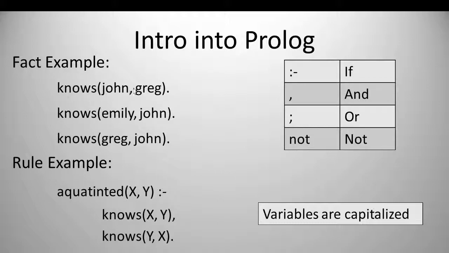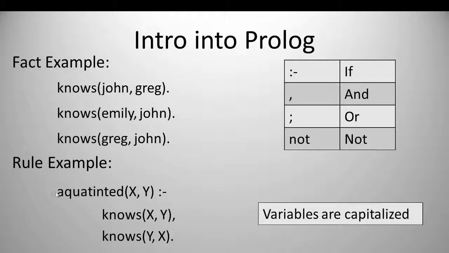So, an intro into the language. Here's what I meant about facts. What this is basically saying is that John knows Greg, and that's a fact. Similarly, Emily knows John, and Greg knows John. What's important to note is that John doesn't know Emily just yet, because it's not stated. Emily knows John, but John does not know Emily since that's not been stated anywhere here.